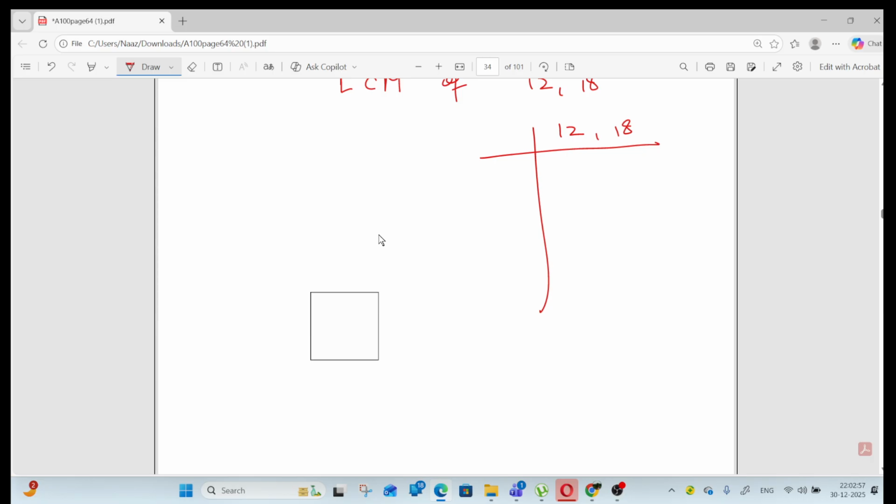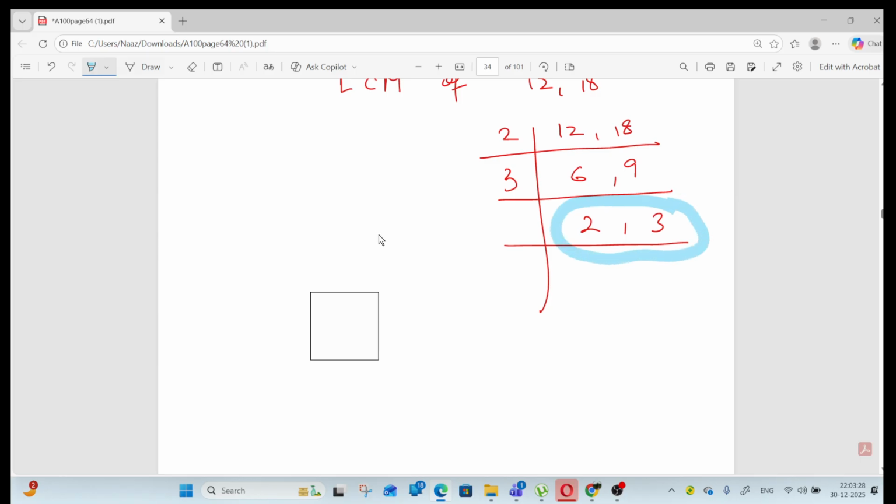2. Yes. What should I write here? 6 and 9. Then 2 and 3. Then do it with 3, and 2 and 3. Now, should we do further? No, because we got prime numbers here.